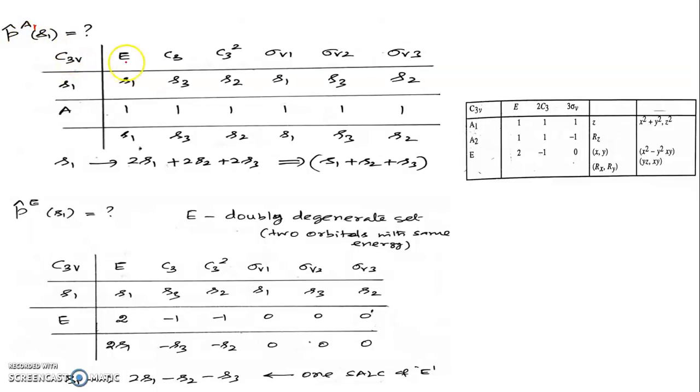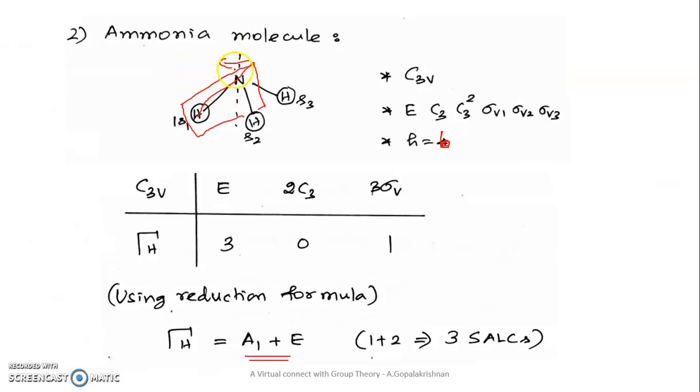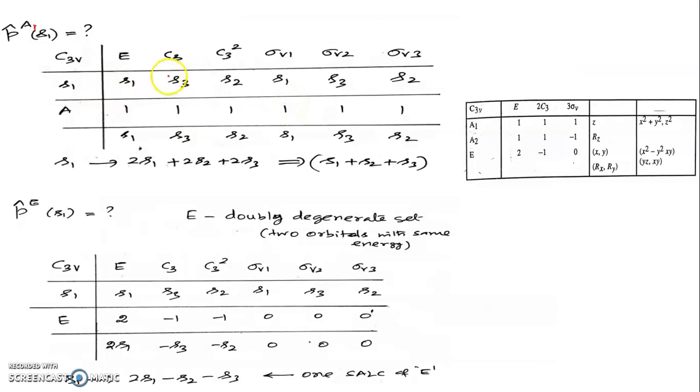Listen, in the C3v point group, these are all the symmetry operations we have: E, C3, C3 square, sigma V1, sigma V2, sigma V3. Now, how does this s orbital change while carrying out these operations? Identity operation means doing nothing, so S1 remains as S1. If you do the C3 operation, C3 means 120 degree rotation, right? If you rotate this molecule by 120 degrees, this hydrogen will go here, S2 will come here, S3 will come here. So where will S1 go? S1 will go to the S3 place. So in C3 rotation, S1 will become S3.